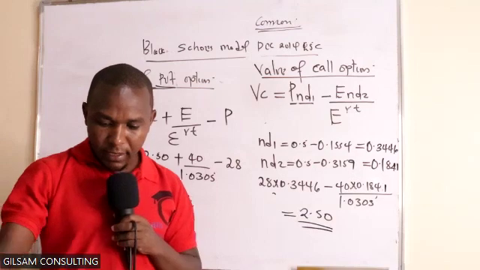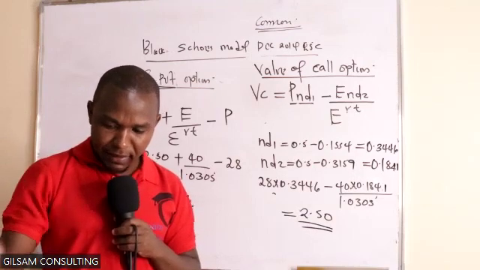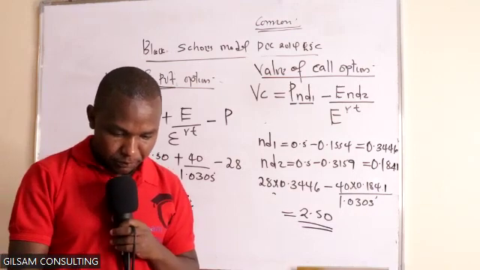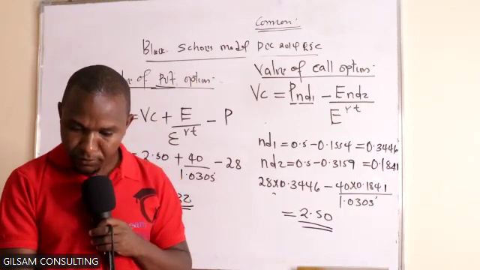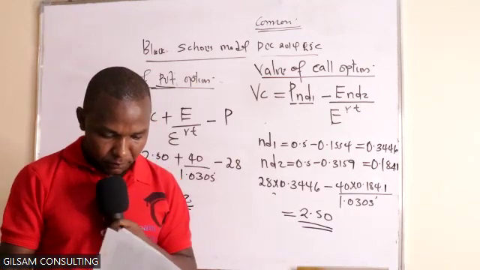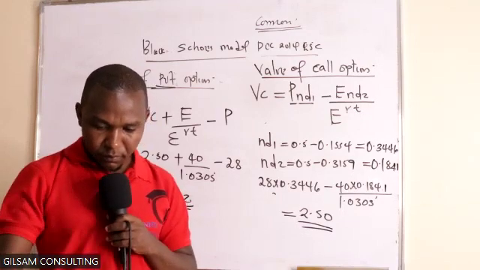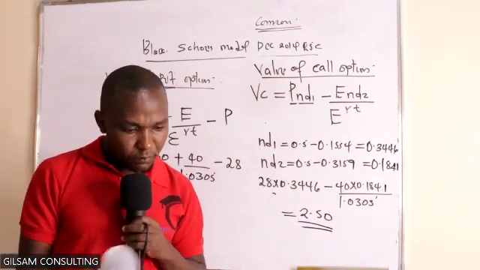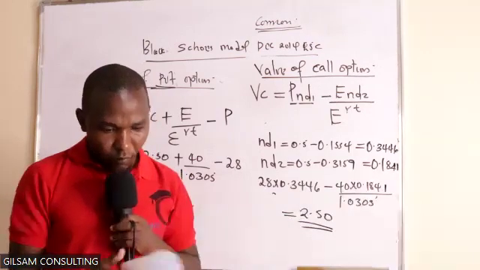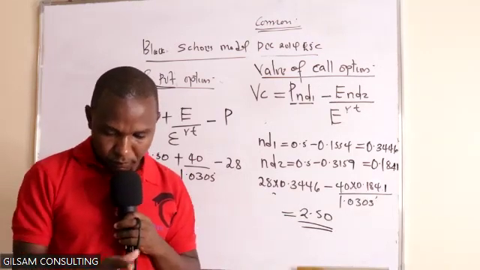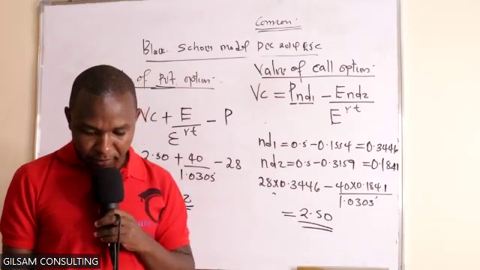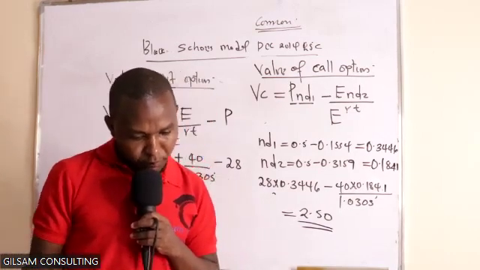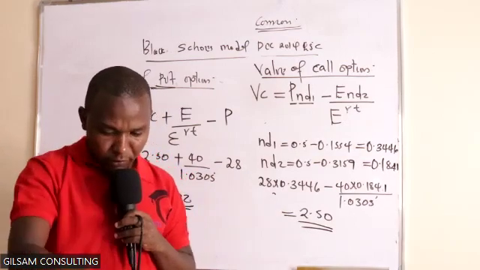Now if you see that formula, the examiner will always provide that formula. It is May 2016, question 1.